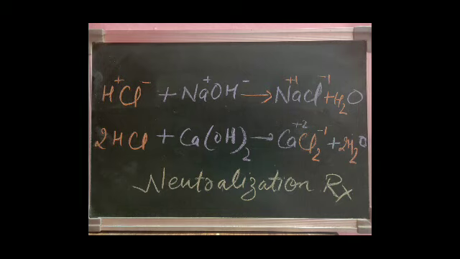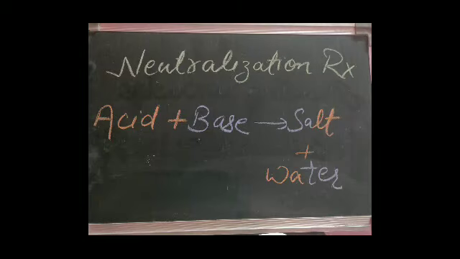Such a type of reaction where acid and bases react with each other to produce neutral products like salt and water is known as a neutralization reaction. As neutral products are forming, that's why it is called a neutralization reaction. And salt and water form when acid reacts with bases. So in general, we can say that neutralization is a reaction between acid and base which produces neutral salt and water.